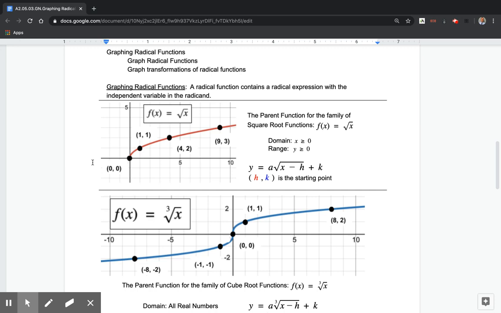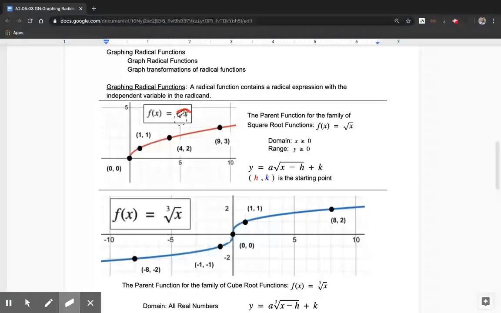We are talking about graphing radical functions and transformations of radical functions. A radical function contains a radical expression with the independent variable in the radicand. So basically what that means is just that the x value is underneath the radical. And in this case, we're going to look at two different types: cube root and square root.